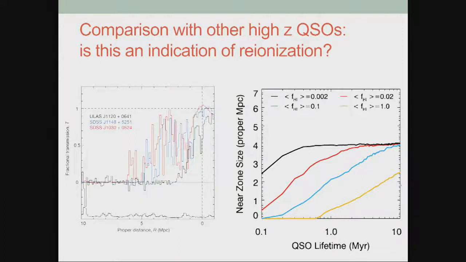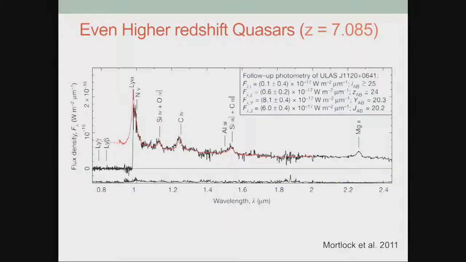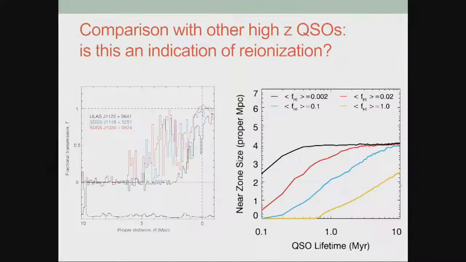So you are not seeing the ionization of the whole universe. You are seeing the quasar cleaning up its surroundings, basically. And so, unfortunately, we don't learn much from this quasar about reionization, although it's such a high redshift. We learn about the quasar itself. And it turns out that this quasar specifically is very new.